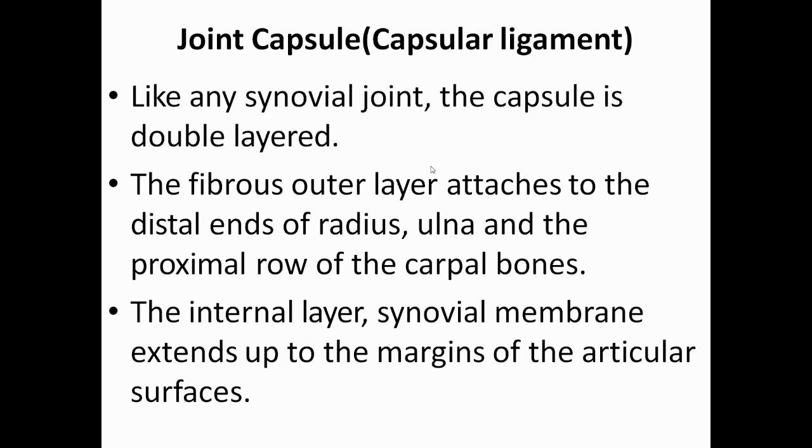Joint capsule. Like any synovial joint, the capsule is double layered. A fibrous outer layer attaches to the distal end of the radius and ulna and the proximal row of the carpal bones. The internal layer, the synovial membrane, extends up to the margins of the articular surface.